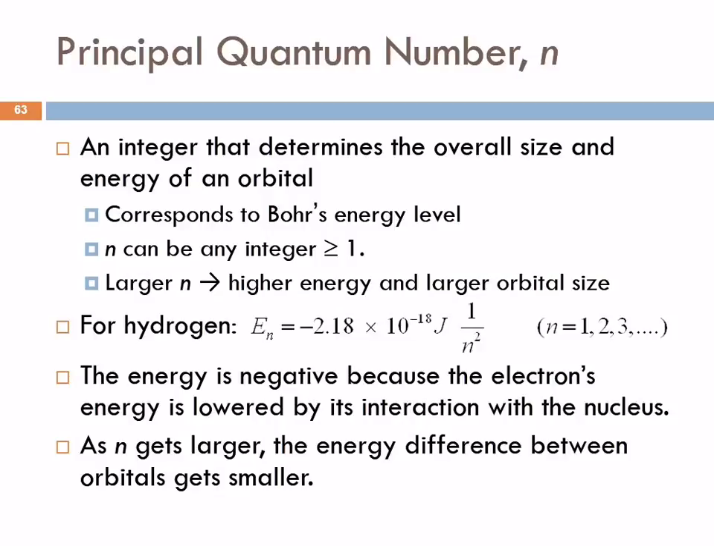For the electron to have zero energy, it would not be attached to anything. There's an attraction of the electron to the positive charges of the nucleus, and that causes the negative energy. As n gets larger, the energy difference between the orbitals gets smaller. This would be like the rungs of a ladder.